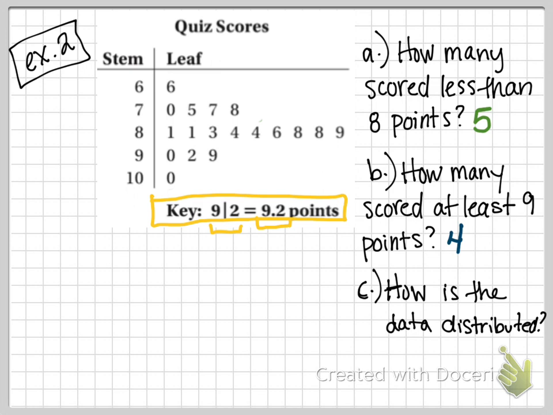So how could you describe, based on this stem and leaf plot, what do you notice? What do you think? A lot of people got 8. Very good. Can you see that a lot of people scored in the 8 range? One scored in the 6, one scored in the 10, and a few scored in the 7 and 9 places, but most of the scores are in the middle around 8, right? So it shows us that distribution really easily just by looking at the graph.